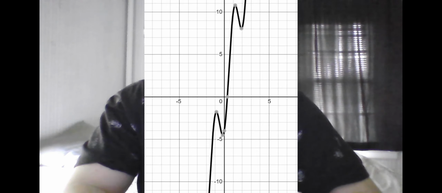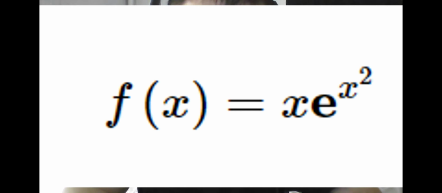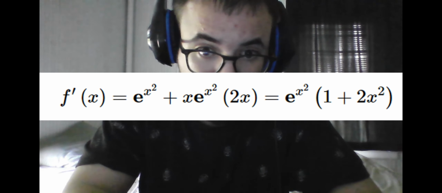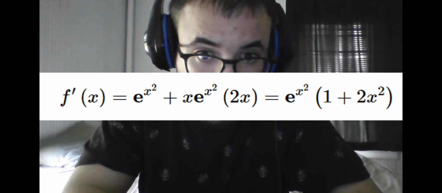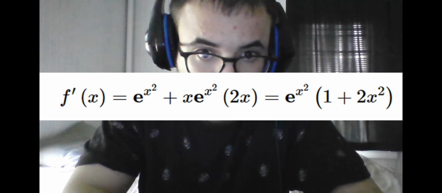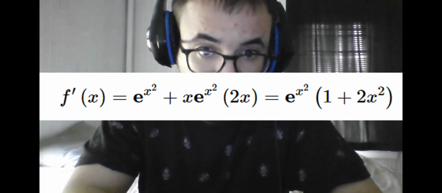However, it is important to notice that not all functions will guarantee a critical point, as in this example. We compute the derivative of f(x) equals x times e to the power of x squared. We see this as 1 times e to the power of x squared plus x times e to the power of x squared times 2x. By the product rule and chain rule, we see e to the power of x squared is a common factor and we can isolate it.